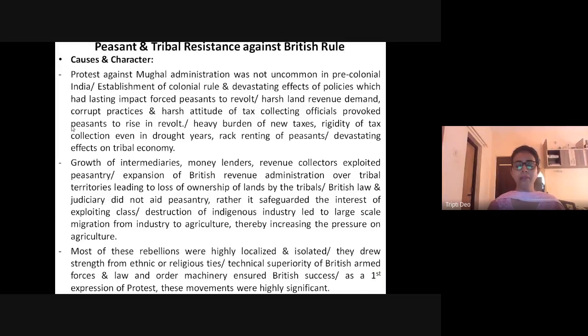It became unbelievable, unreasonable. Their land was under famine and drought, and despite that, they had to pay taxes, which were probably waived before under the Mughal rule. Right? So let's understand that the intensity of exploitation of the peasants was at another level during the British rule. The heavy burden of new taxes, rigidity of tax collection even in drought years, and rack renting of peasants all had a devastating effect on tribal economy.